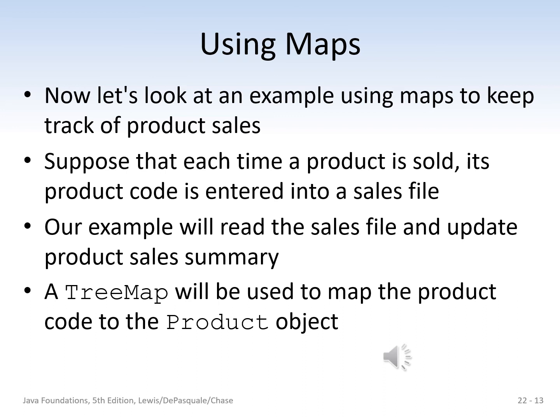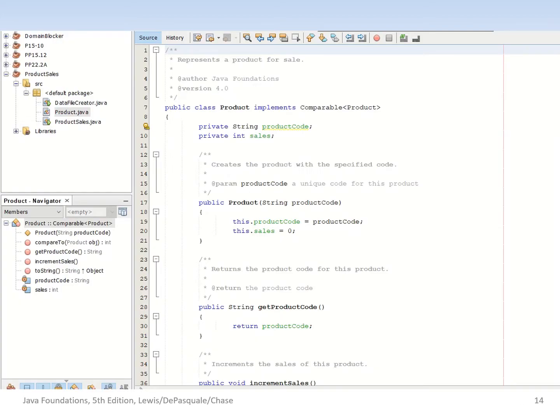Tree map is what we'll use to map the product code to the product object, and the product code is going to be the key. And we're moving closer and closer towards the concept of a database, a table in a database. Now we're going to take a look at a map.